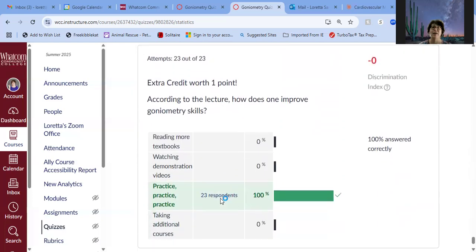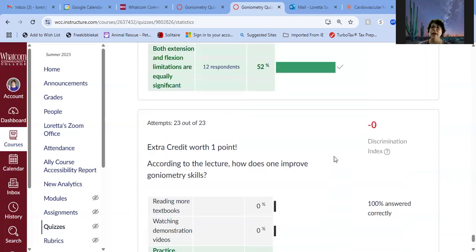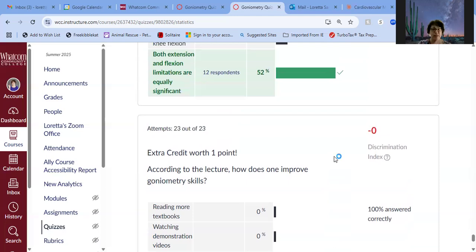And then the extra credit, how do you get better at goniometry? Practice, practice, practice. So of course everybody got that one right. So great job on the quiz. I think everybody's right on board with goniometry, and hopefully moving into manual muscle testing, it'll be the same thing. And we will move on with our lives, and I'll see you all soon, either in office hours or in lab.